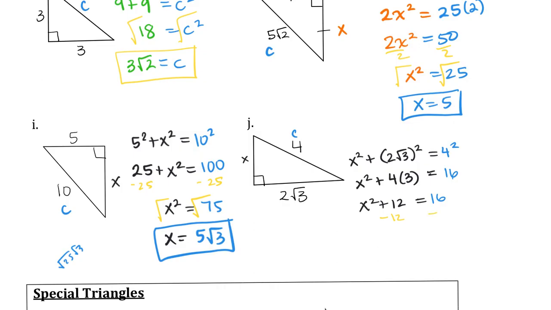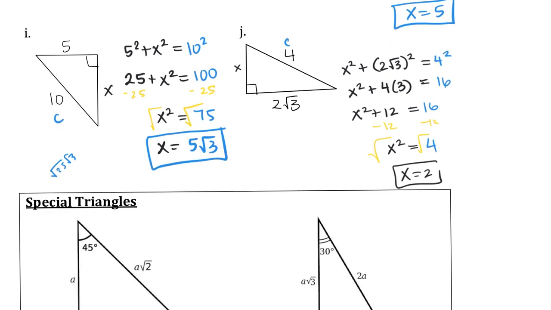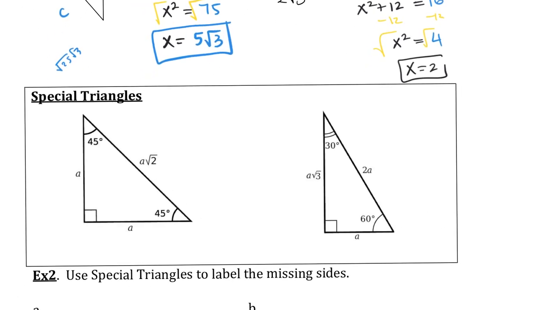Move the 12. 4, and then I'm going to square root it. So I get x is 2. Okay, Pythagorean theorem. Now on the last 4, if you were like, wait, aren't those special triangles that I remember learning? Those are the special triangles you remember learning in geometry.